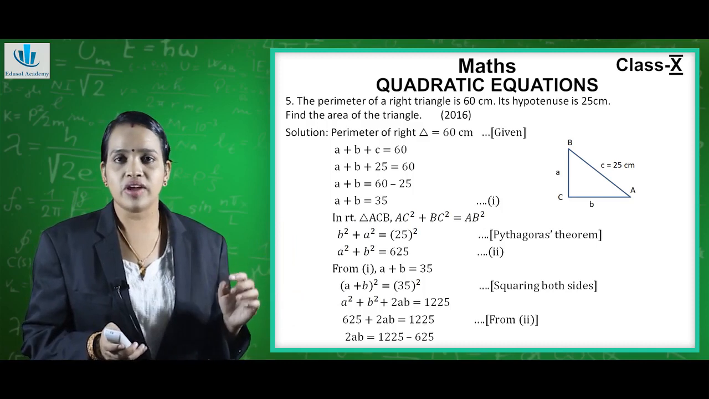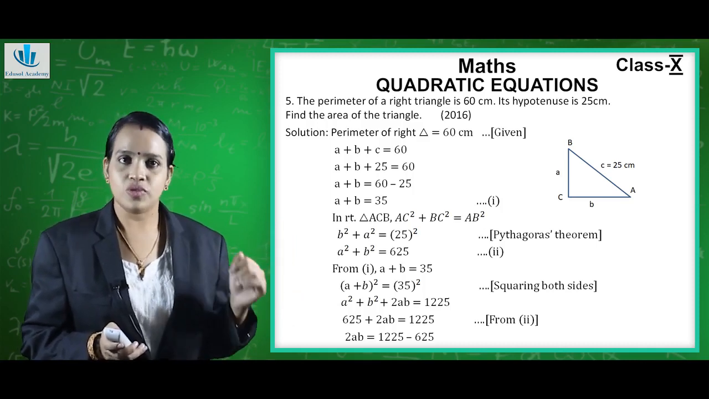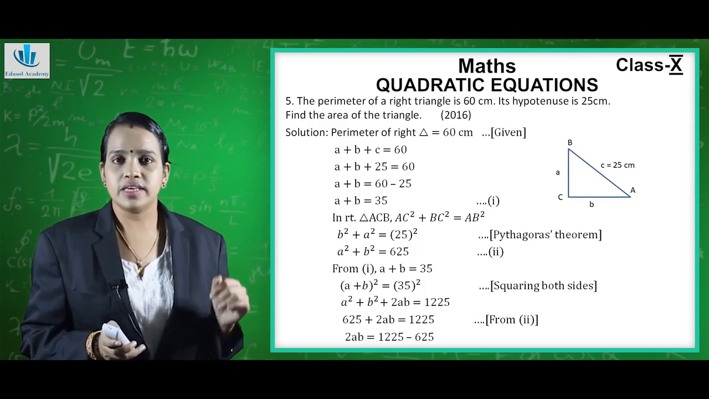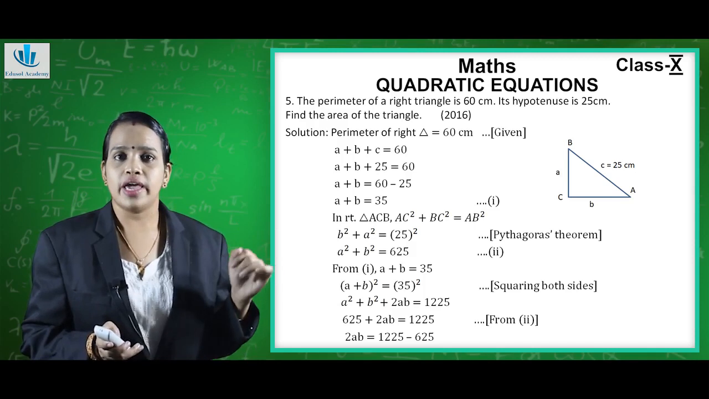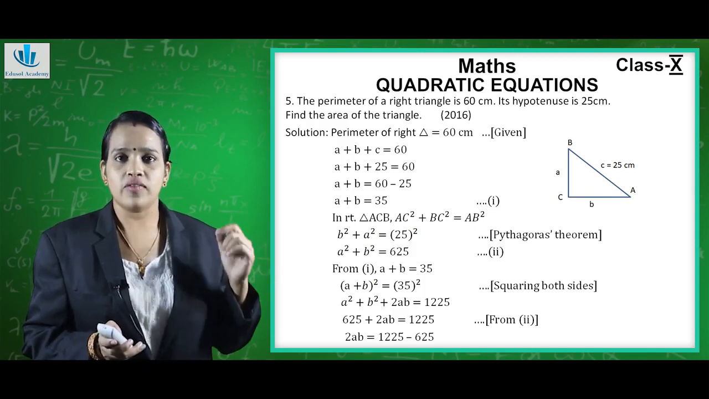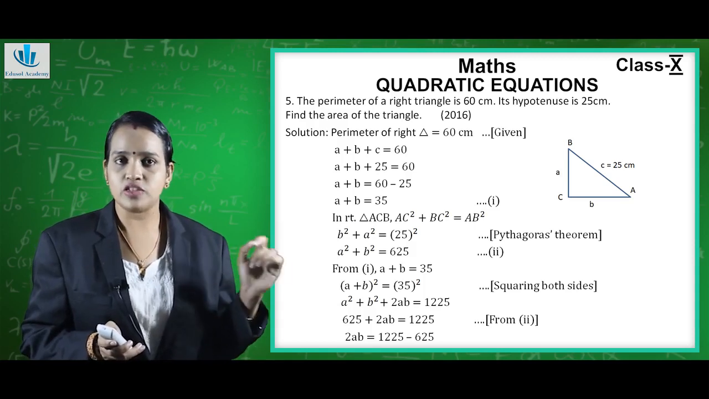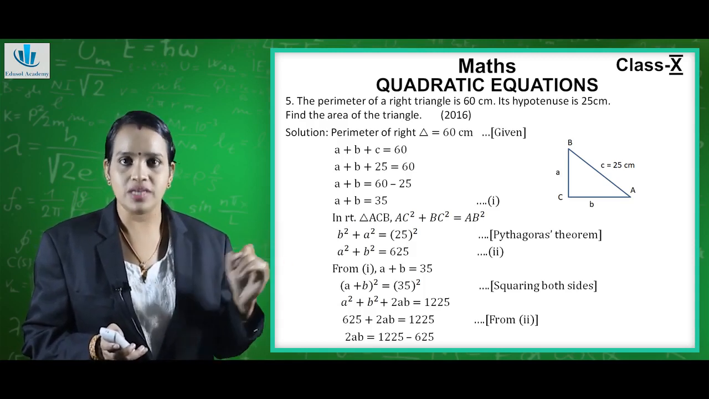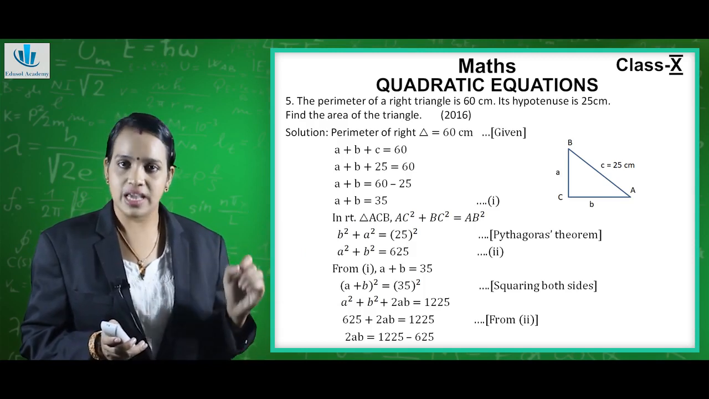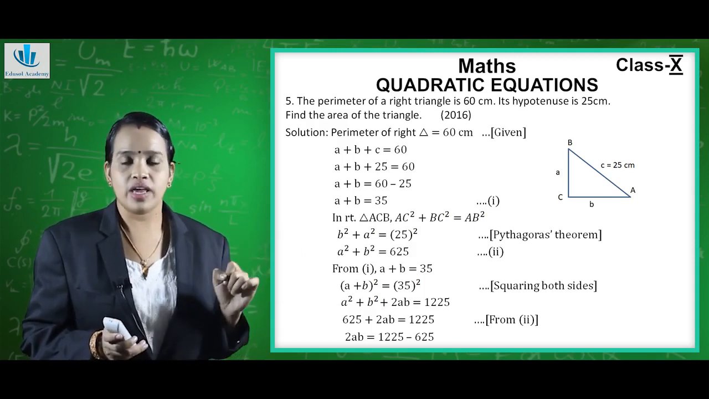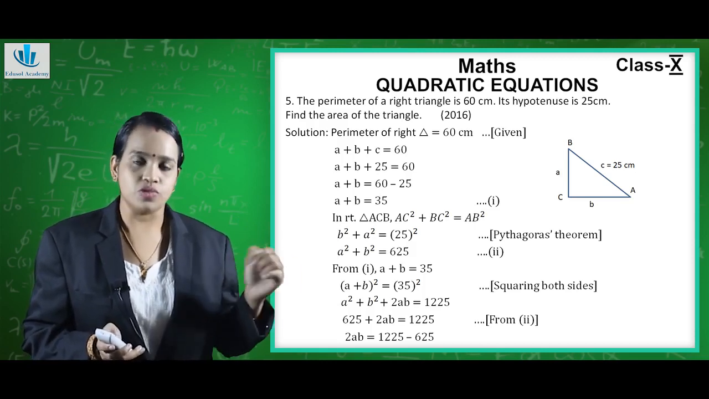Now in the right angle triangle ACB, we can apply the Pythagoras theorem. So it becomes AC raised to 2 plus BC raised to 2 equal to AB raised to 2. Our AC side we have taken as B, so it becomes B raised to 2 plus BC, we have taken it as A, so A raised to 2, equal to AB, which is nothing but the hypotenuse, 25, so 25 raised to 2.